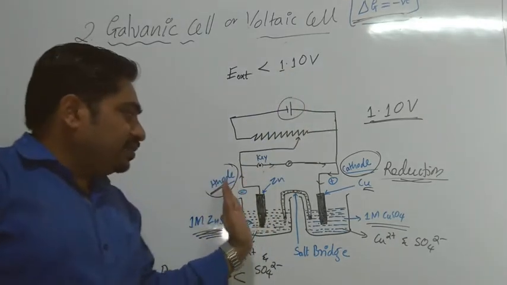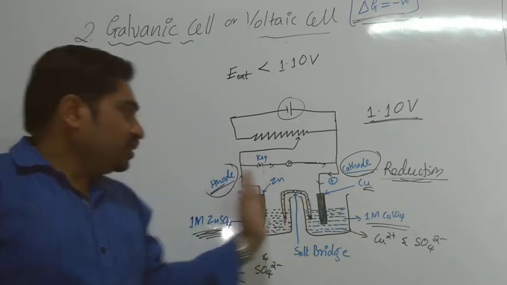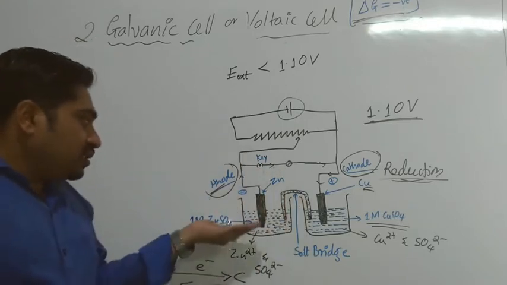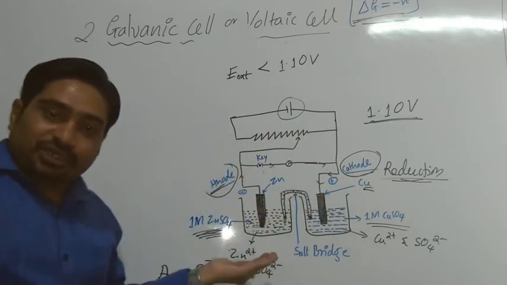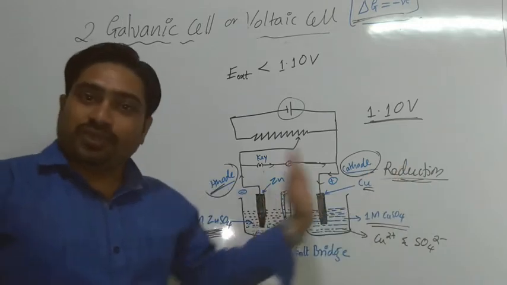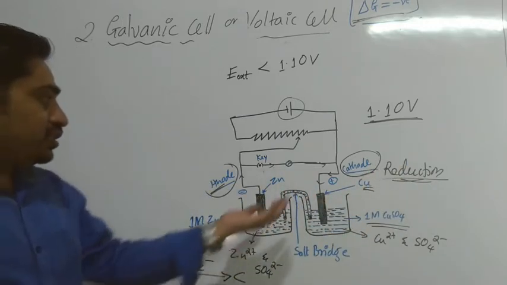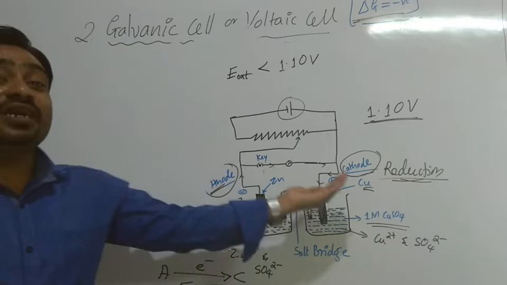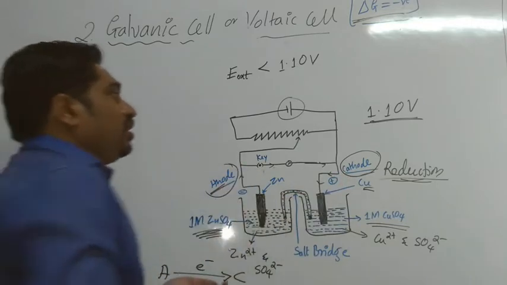The reaction takes place in its own way. The electrons move from anode to cathode, from the zinc electrode to the copper electrode. Electrons will move, and in the opposite direction, from cathode to anode, the current will flow.